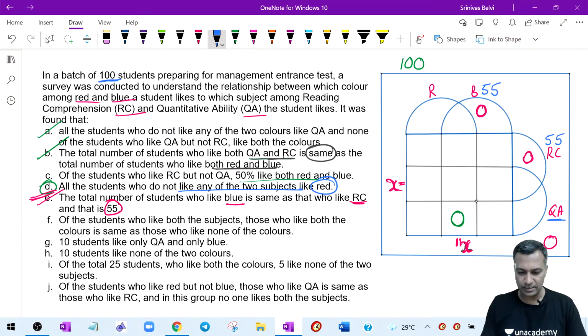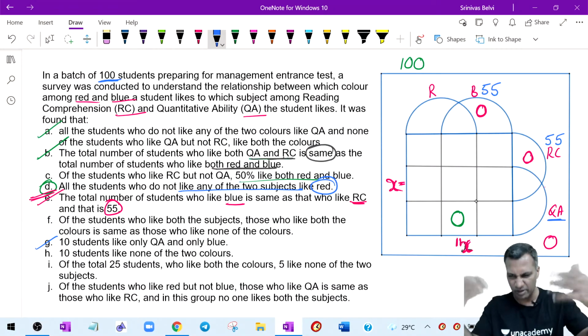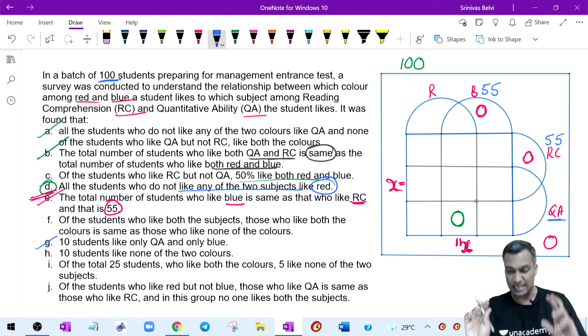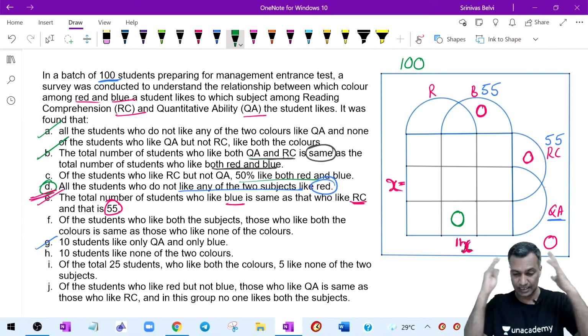Okay, let's go to the next sentence. Of the students who like both the subjects, those who like both the colors is same as those who like none of the colors, right? Okay, before that, let me come to these numbers. As I said, there are some numbers. Now we will put the numbers, because that will make life a little easier.